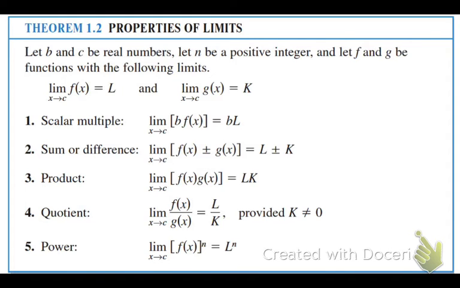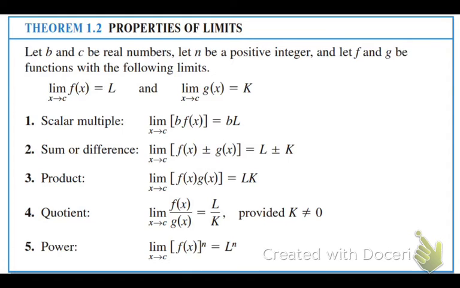If I want, it's a scalar. So I have a b times the function. It is BL. Well, L is the limit, correct? So if I have a number in front of it, it's just the number times the limit. That's all I'm doing. I find the limit and multiply it by the scalar. Make sense?